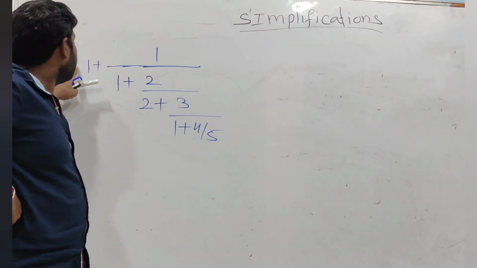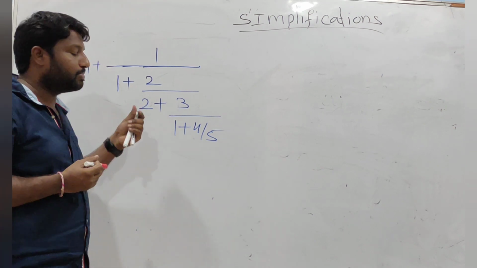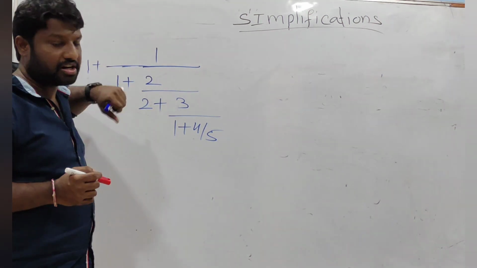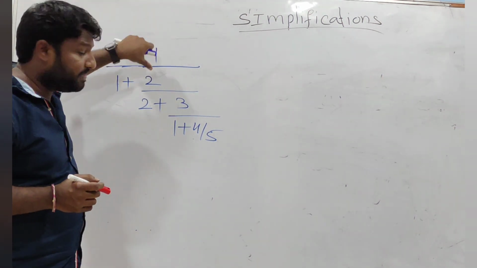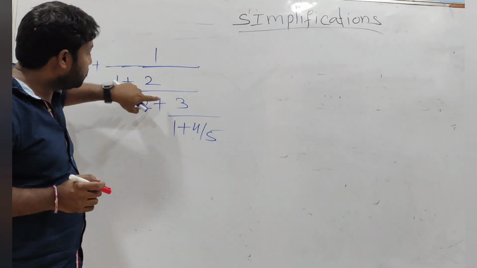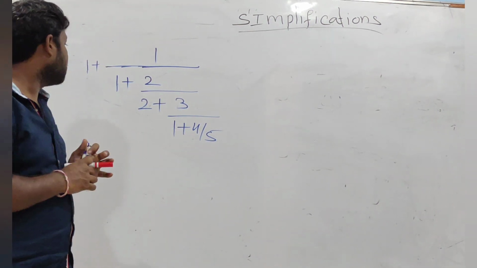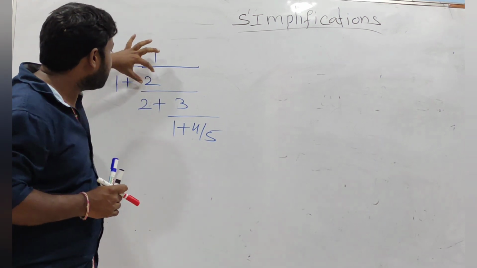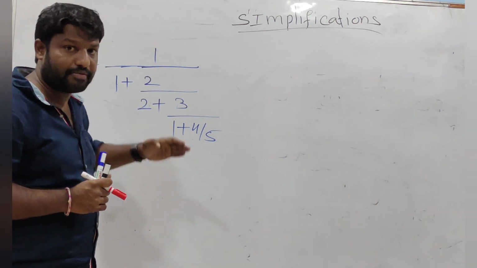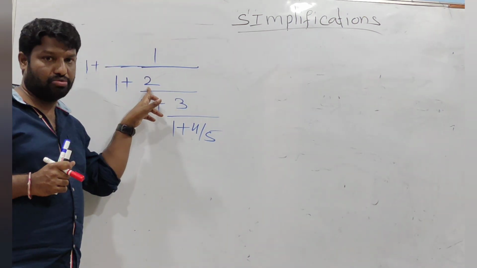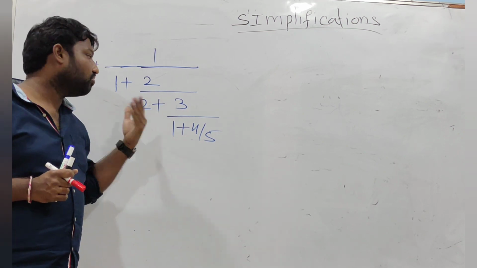So I have taken one more problem. Here, this is the next model. Here all ones are not there. Here it is 1 plus 1 by 1 plus 2 by 2 plus 3 by 1 plus 4 by 5. In the previous problems, we had 1 by 1 by 1 everywhere. Now here 1 is not there, 2 is there, here 3 is there. Now how to do this model?